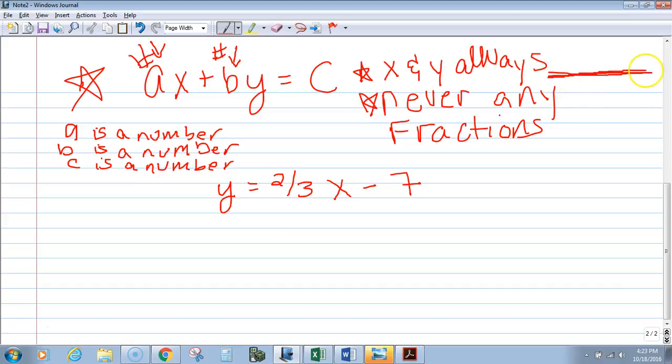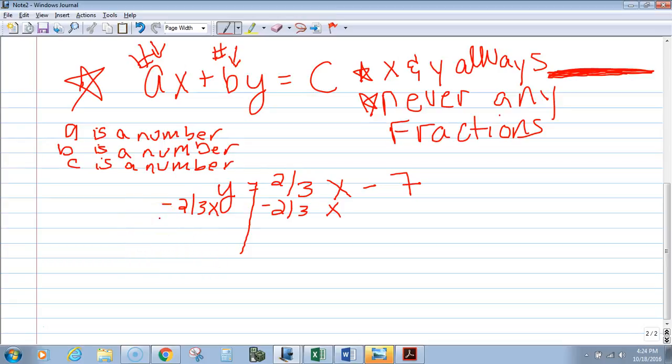And then I know who's paying attention and who's just trying to copy this down. x and y are always what? And there's never any fractions. So let's convert this. We want x and y on the same side, so I need to move this 2/3 x over here. So I need to subtract 2/3 x from this side. What you do to one side, you have to do to the other. So this is why it was so important to be able to rearrange equations, because we need to do it when we're talking about linear relationships here. So then what do we get?